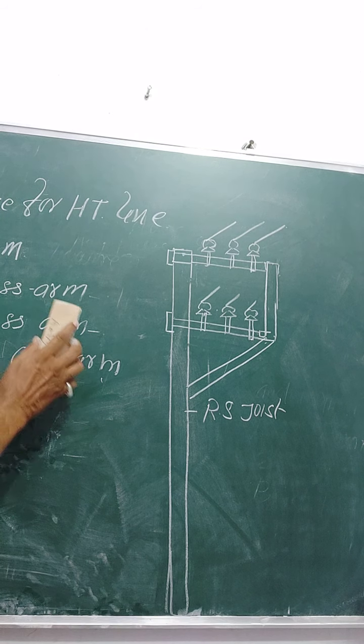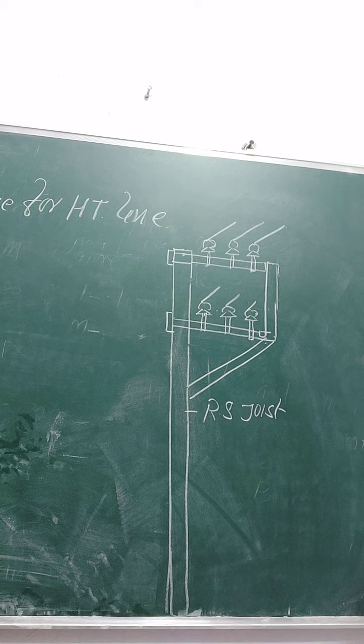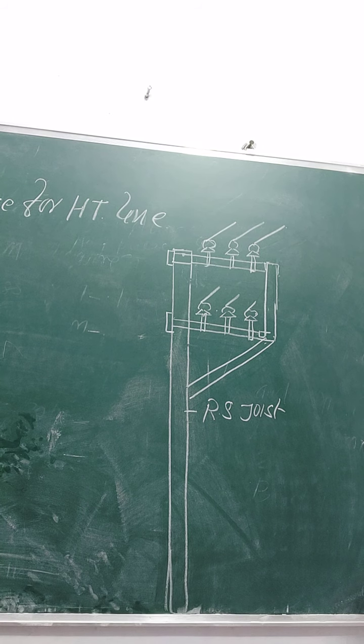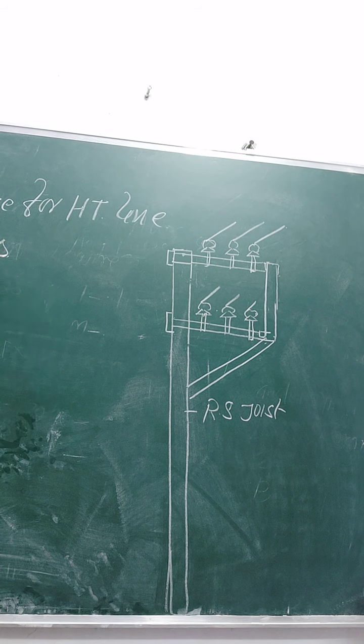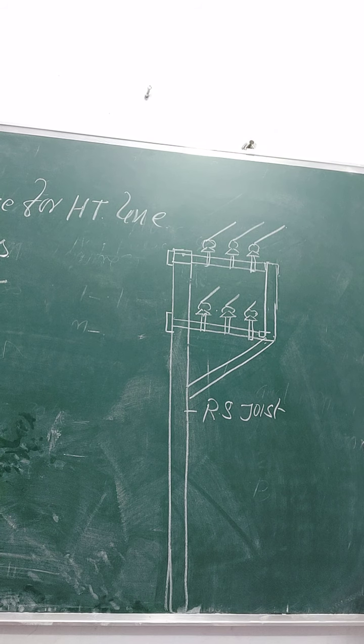Now next material used is insulator. Third material used is insulators. There are two types: pin insulator and disc insulator.